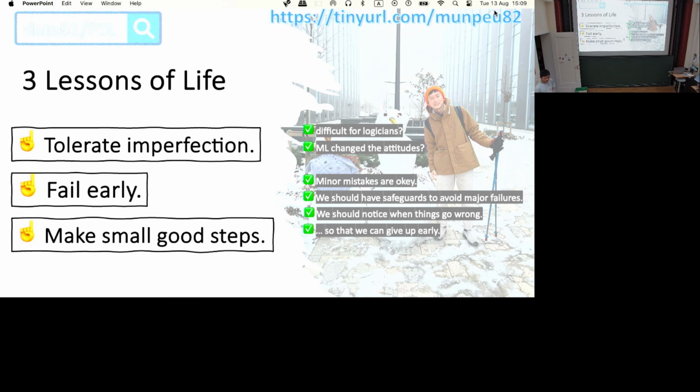The last thing is that we should sometimes focus on making small, good steps, even though we can't make a big step straight away. And we should try to make sure that the small steps are actually steps forward. And in the rest of the talk, I want to get back to these 3 lessons in a more scientific setting.